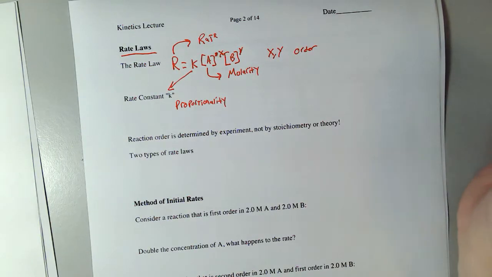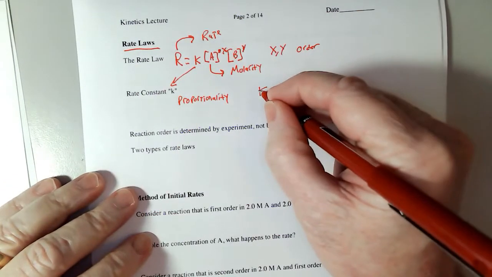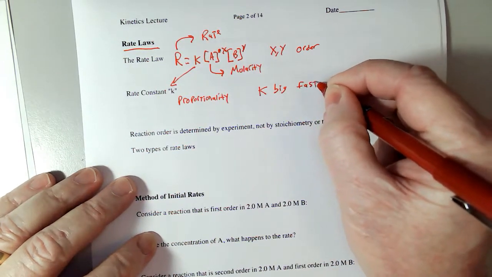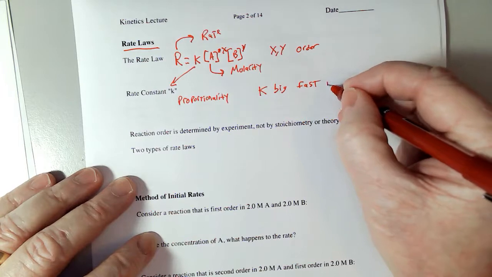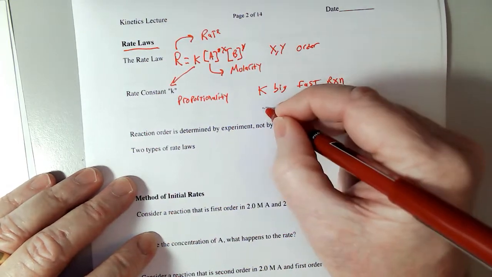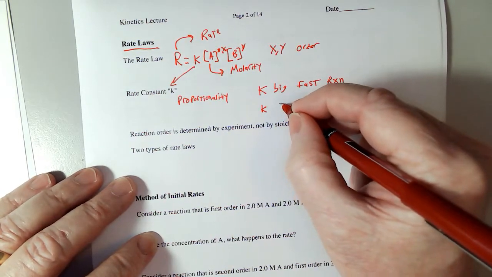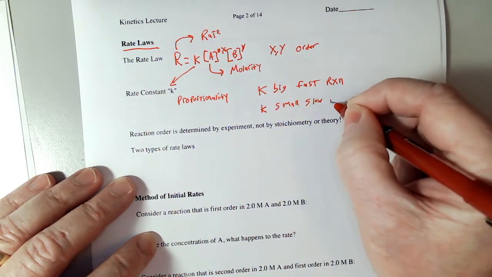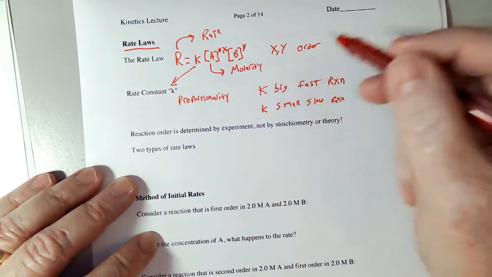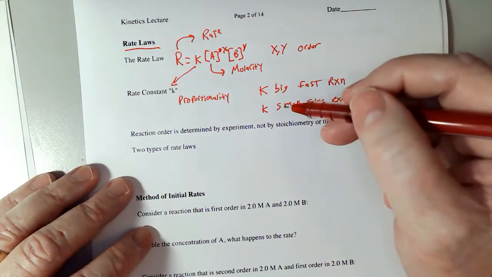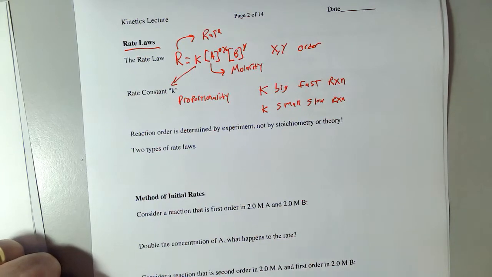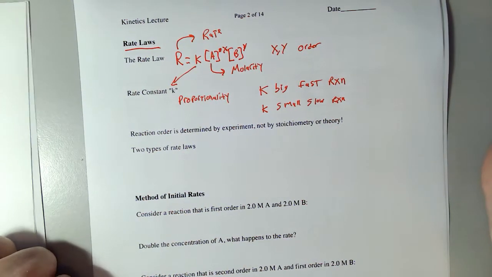Now, as a general statement, k is big for fast reactions, and k is small for slow reactions. So the numeric value of k will be big for a fast reaction. It'll be small for a slow reaction. I want to emphasize that this is a lowercase k. There'll be a capital K popping up in the next chapter.